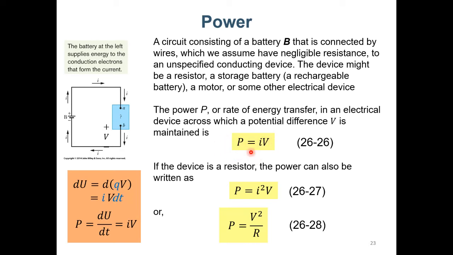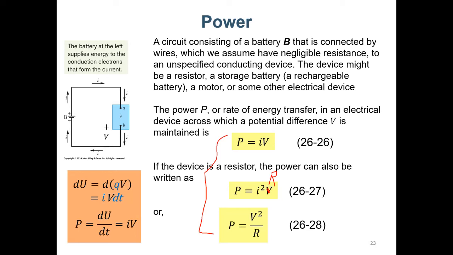I suppose you should have known it. And if you use V equals IR, then you can get three versions: P equals I squared R, V squared over R, and IV. So for a resistor, all of these three equations can be used.